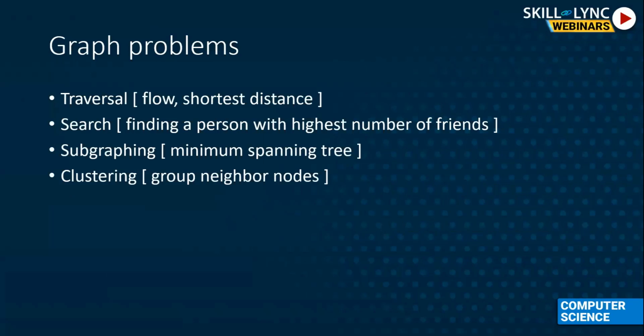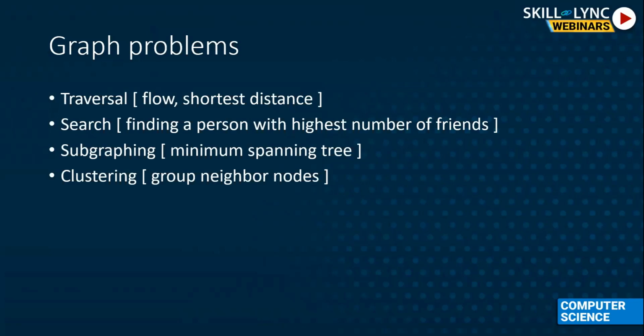Graph problems. These are different problems that we see in the real world when we study graph algorithms. Traversal: we have to traverse the graph, and there are many algorithms available that will efficiently help you traverse the graph. For example, maximum flow. There could be something called shortest distance, which is also related to the traversal class of problems. You can also do some kind of searching in the graph, for example, finding a person with the highest number of friends in a social network.